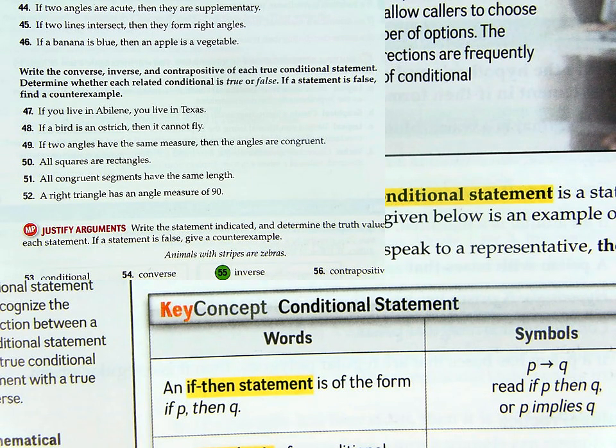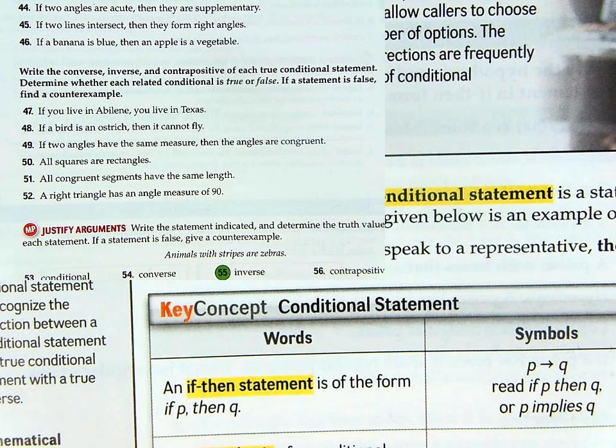Okay, so the hypothesis, the conclusion, P and Q. All right, this time the hypothesis is if you live in Abilene. So that's true. That was false. If you live in Abilene, you live in Texas. The hypothesis is just if you live in Abilene. Not everyone lives in Abilene, so that's true. Then you live in Texas.